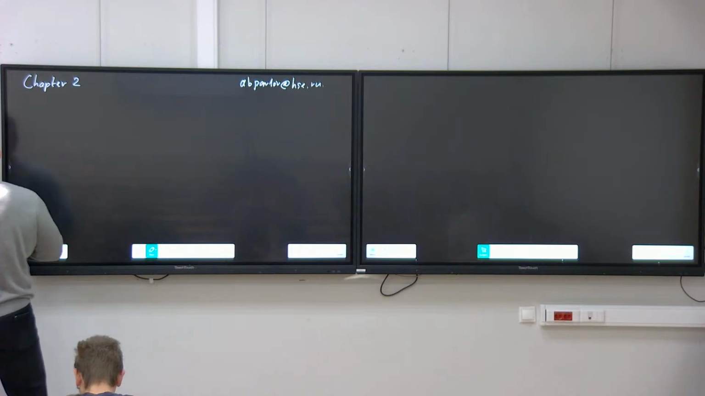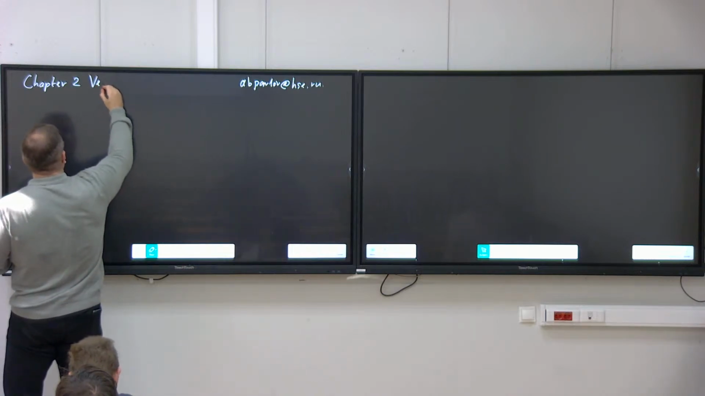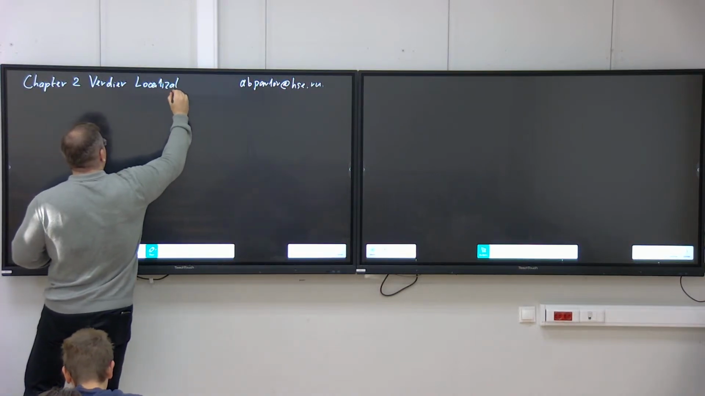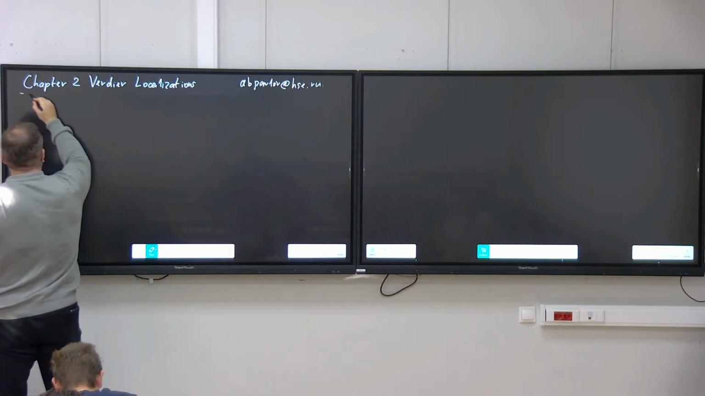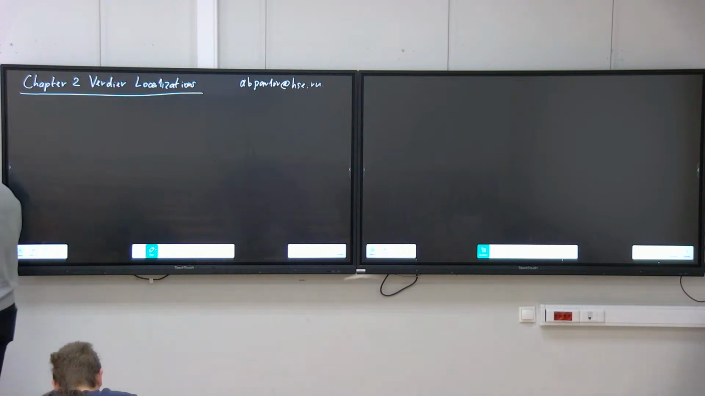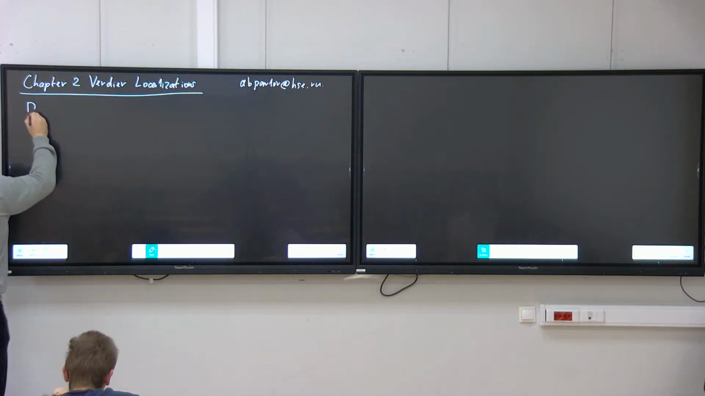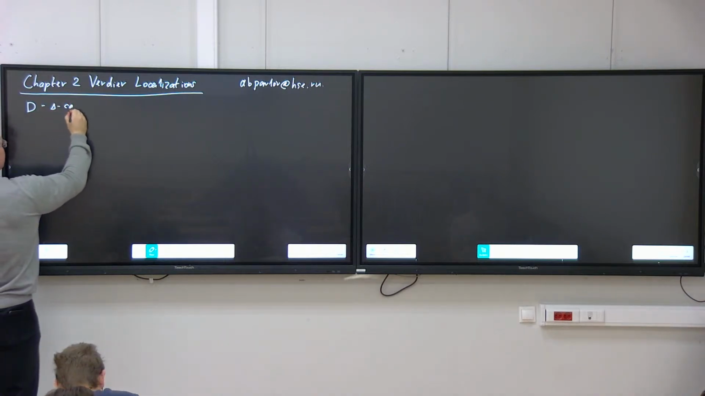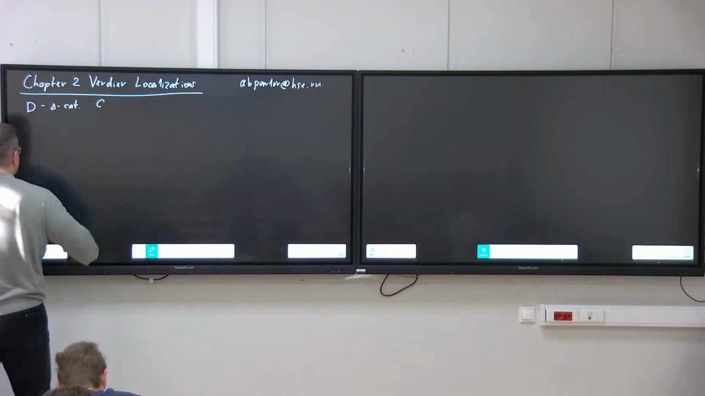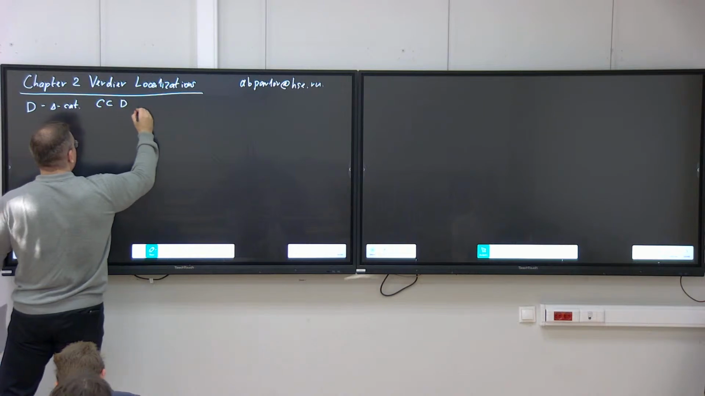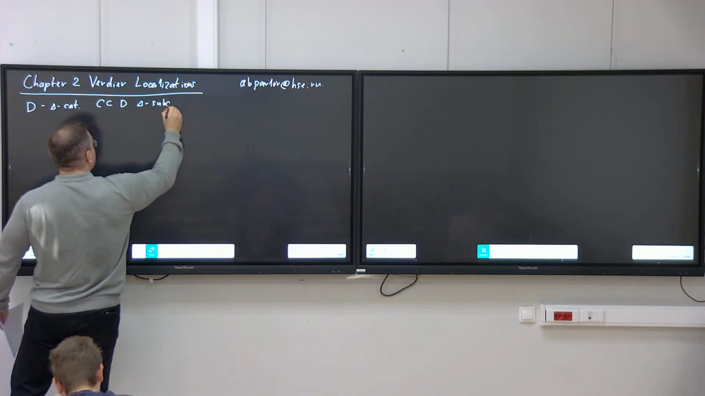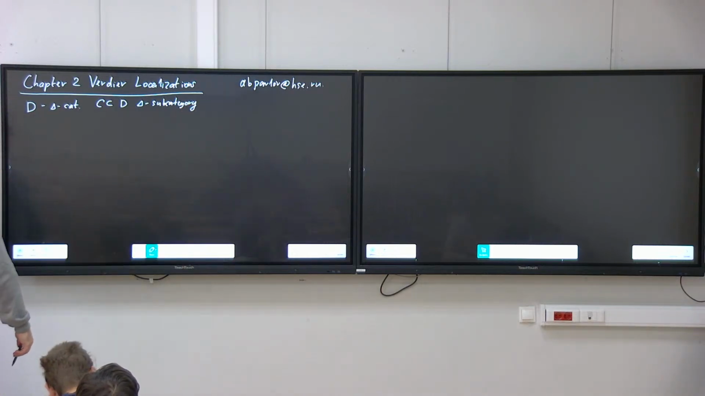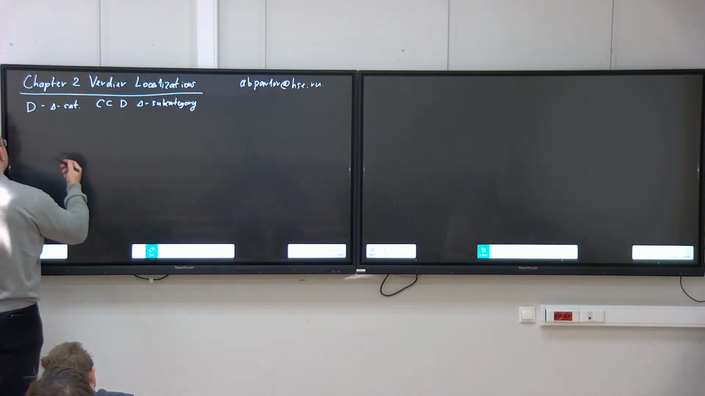Okay, so chapter 2, I'm going to call this Verdier localizations. The problem we're going to solve in this chapter is the following. I'm going to change notation a little bit. My basic category will be D, the triangulated category. And since this triangulated category has some triangulated subcategory C, this is given. I want to construct the quotient of D by C. This is essentially the goal of today's lecture.